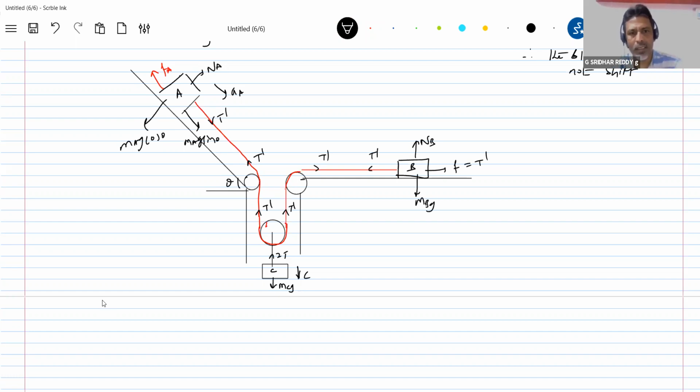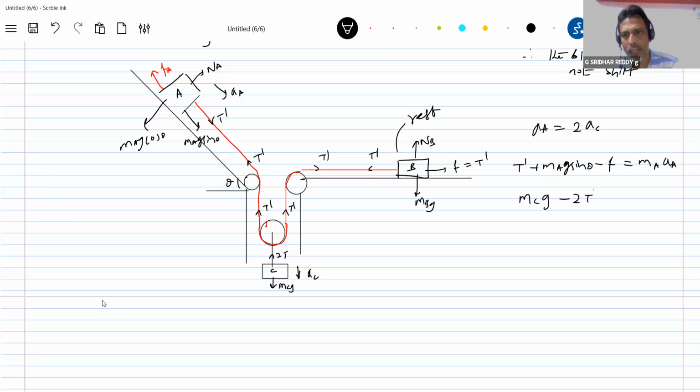So let's write the constraint equation. Block B will not shift, so only block A and C are moving. Any constraint equation for them? If this moves by 1 meter, then acceleration of block A equals 2 times acceleration of block C. Then the equations: T plus MAG sine theta minus F equals MA into acceleration of A. Then MCG minus 2T dash equals MCAC.